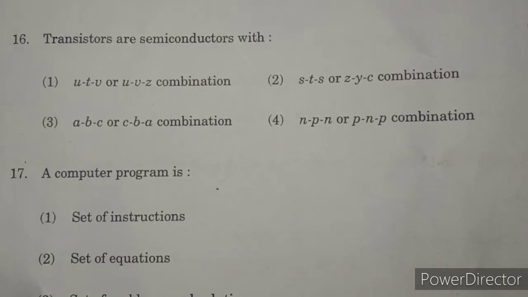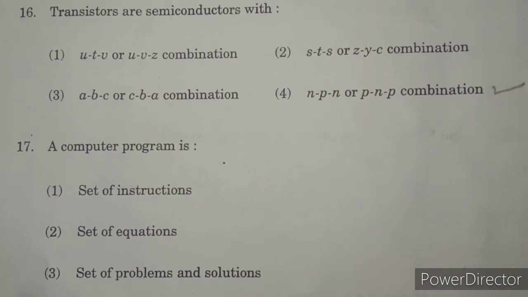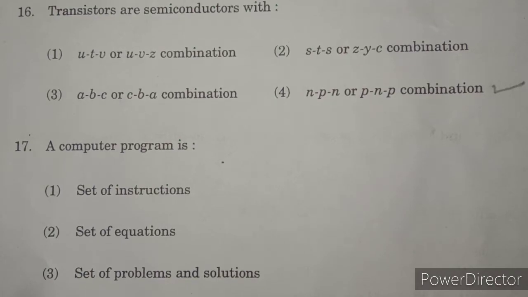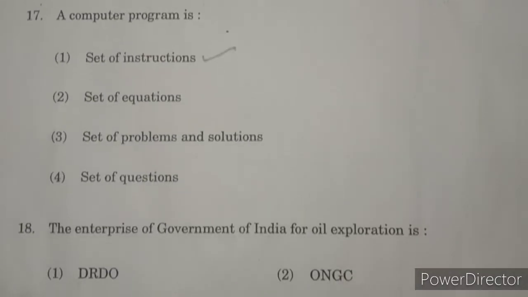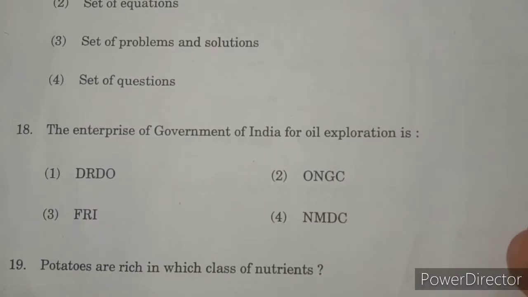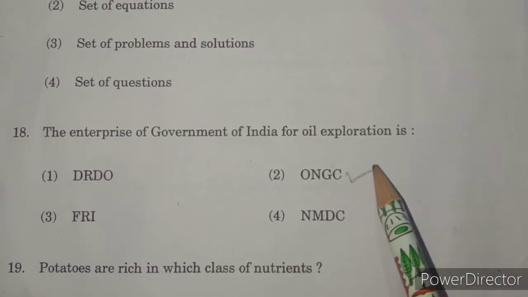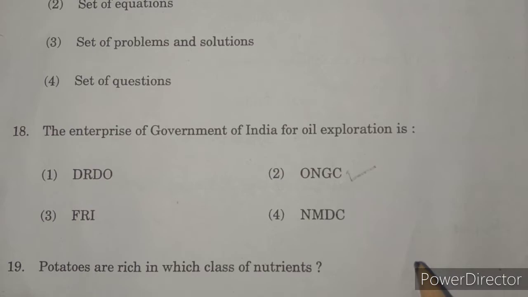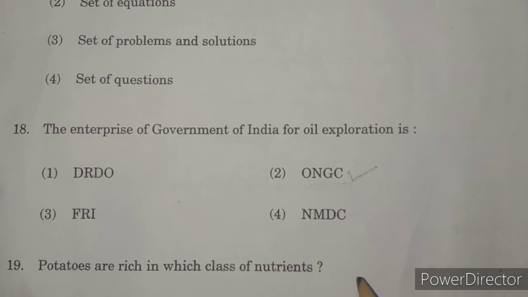Transistor or semiconductor with. Answer is fourth, NPN or PNP combination. A computer program is. Answer is first set of instructions. Next question. The enterprise of Government of India for oil exploration is. Second is correct answer. Oil and Natural Gas Corporation. This is the full form of second option.